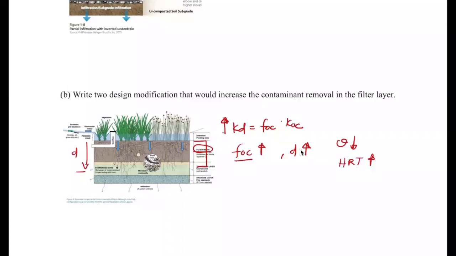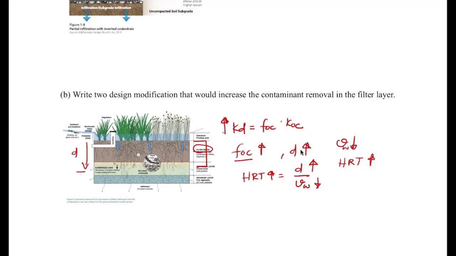Another way to improve contaminant removal is by allowing the contaminant to stay in the filter media a long time. So that's HRT. Your goal is to increase HRT, hydraulic retention time. Hydraulic retention time is basically how long water takes to move through that filter layer, so D divided by the velocity of water. And hydraulic retention time can increase either if you increase D, the depth of the filter media, which means more materials. So that means you can increase HRT if you increase D or decrease the velocity of water.